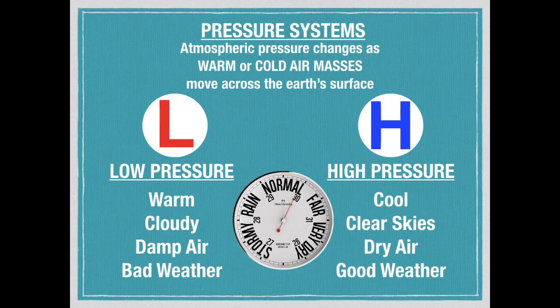You may have heard of pounds per square inch or newtons per square meter. Now this is very important, the pressure systems. The red L. The red L is symbolic, red for warm, hot. So the L identifies low pressure. Low pressure is going to provide warm, cloudy, damp, bad weather. Okay, lots of moisture in the air. So usually where you see storms, you're going to have a low pressure system. It's going to be warm.